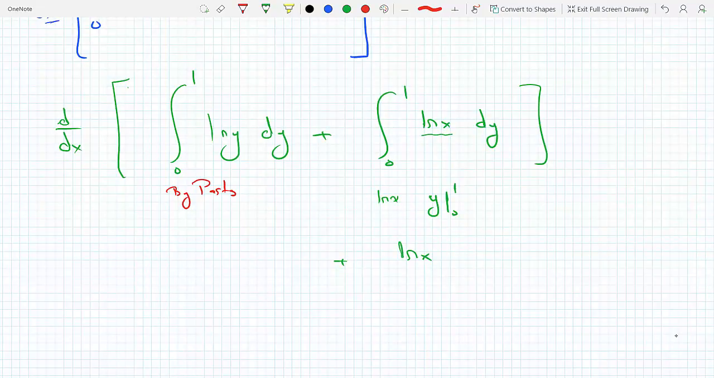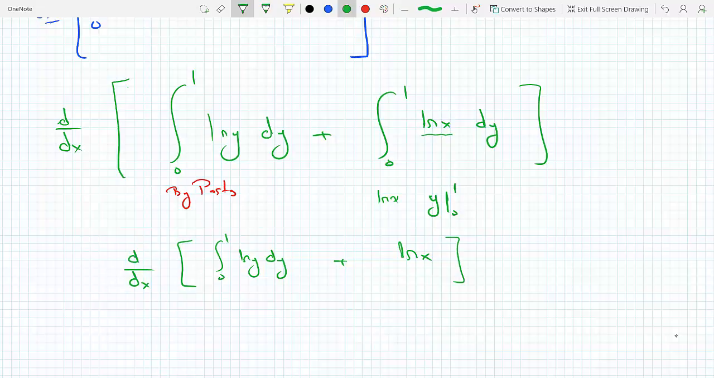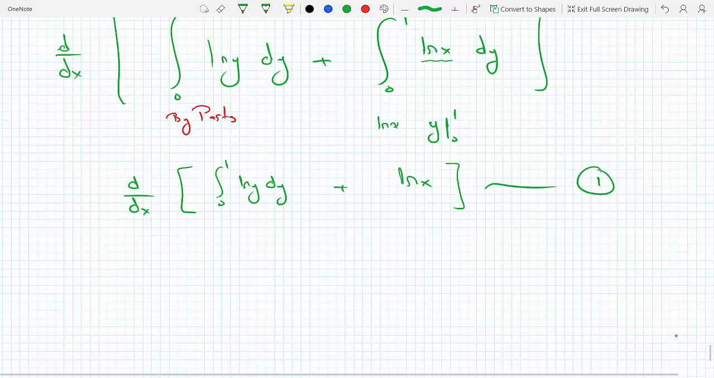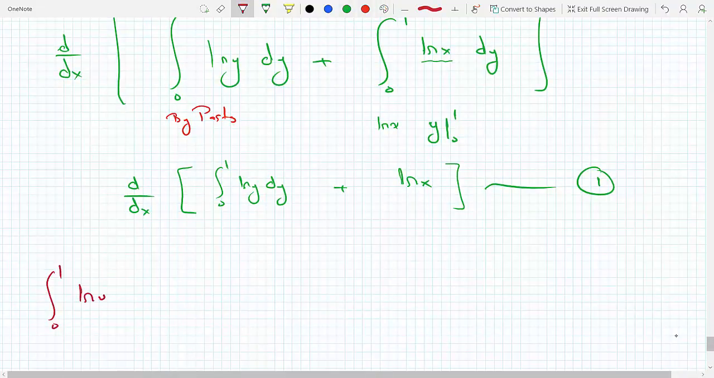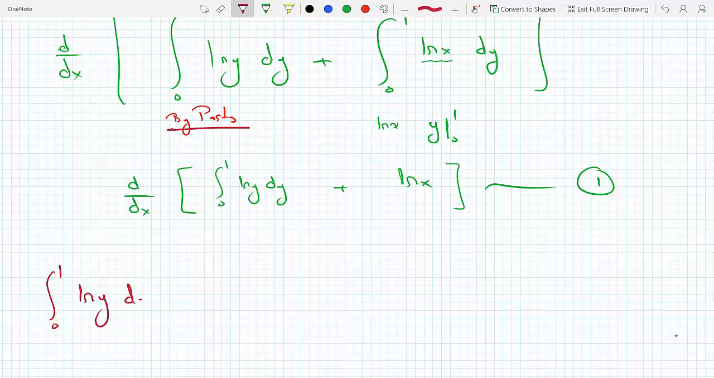and why don't we do it on the side, and then we'll come back and plug it here. So as of now it's 0 to 1 ln y dy, and when I'm done with all the stuff, I will take the derivative of this with respect to x, and let's call this equation 1. So I'll go ahead and work out 0 to 1 ln y dy, and for that we need integration by parts. So I'm going to let u be ln y, dv be dy, and by this logic du equals 1 over y dy, and v will equal y.